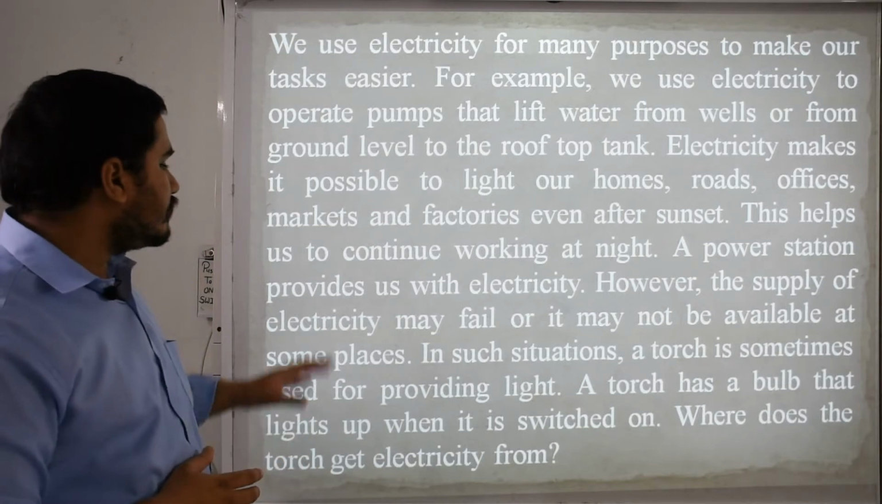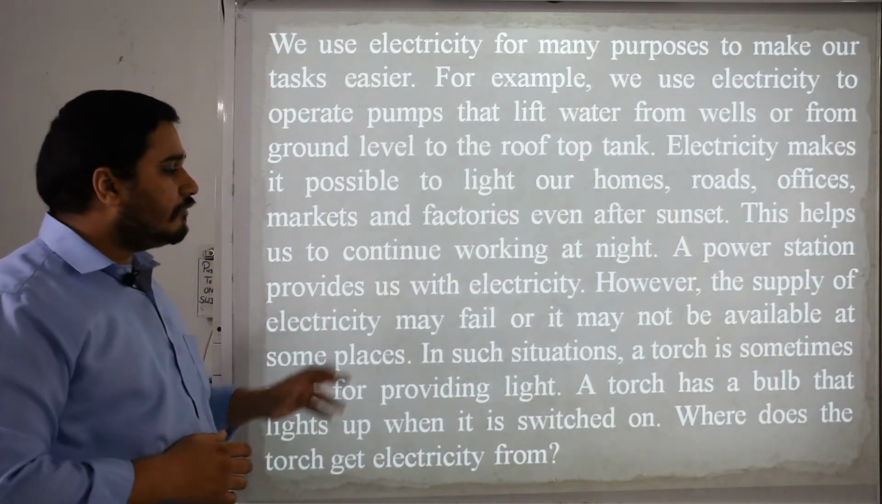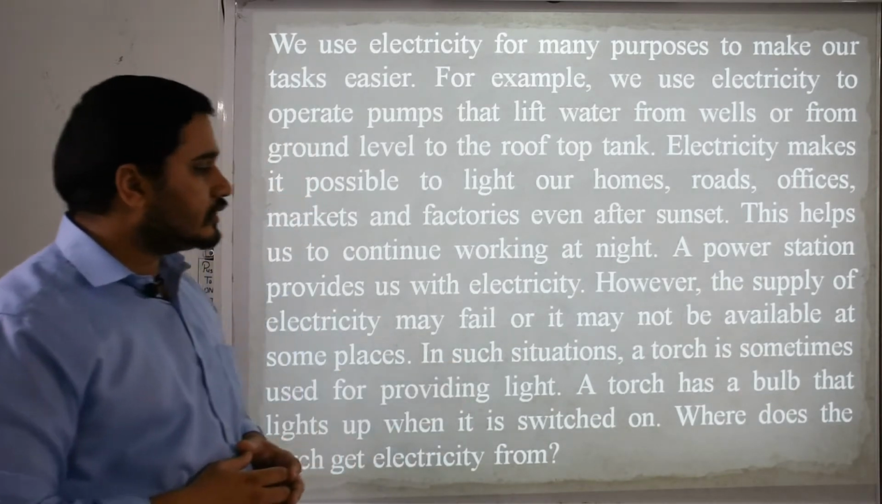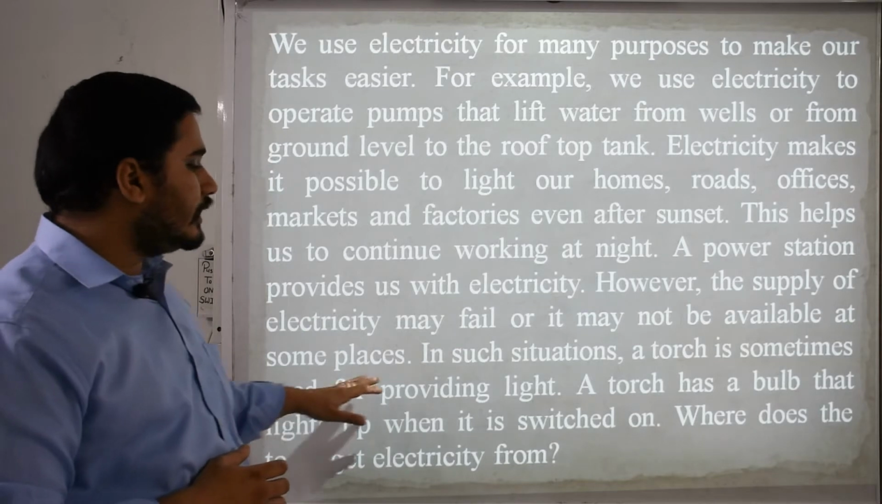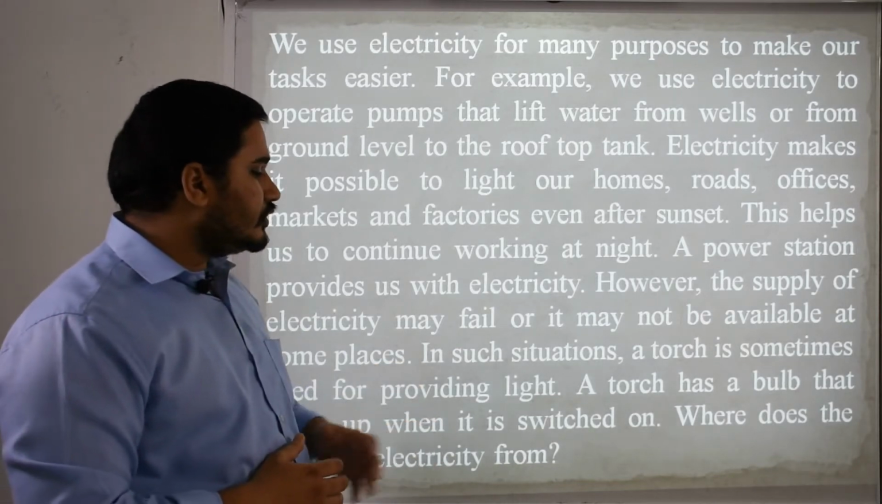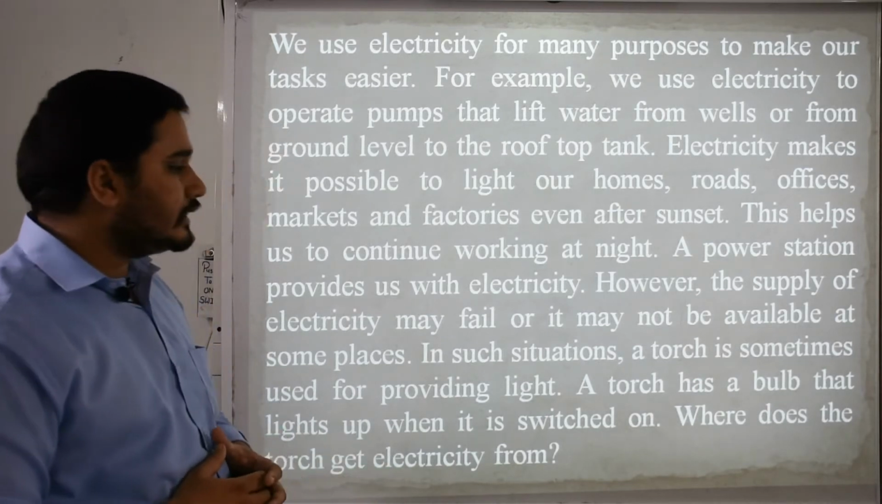A power station provides us with electricity. However, the supply of electricity may fail or it may not be available at some places. In such situations, a torch is sometimes used for providing light. A torch has a bulb that lights up when it is switched on. Where does the light come from? So a torch gets electricity from.